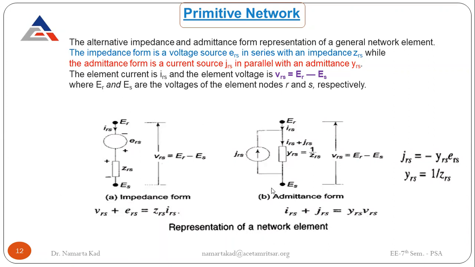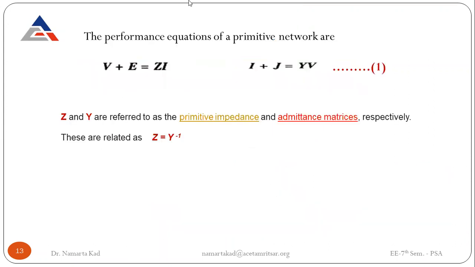So in this way, it is a general notation for any network elements, and this JRS is equal to minus YRS into ERS, where YRS is the reciprocal of impedance. The same equations in general can be written as V plus E is equal to Z into I, or I plus J is equal to Y into V. Z and Y are referred to as the primitive impedance and admittance matrices respectively, and they are reciprocal of each other.